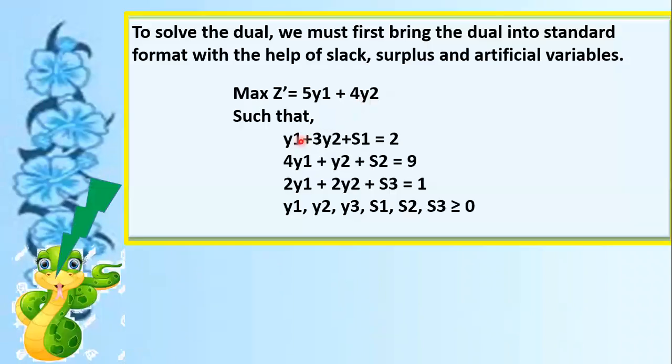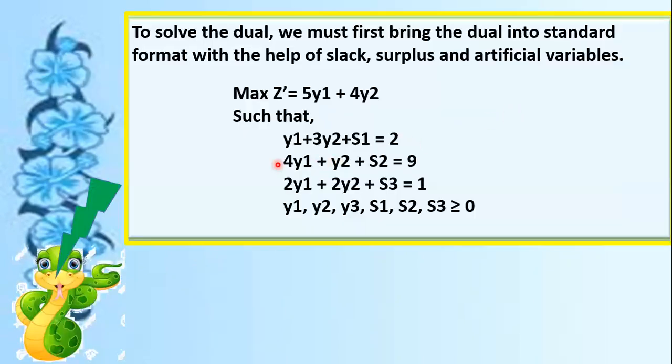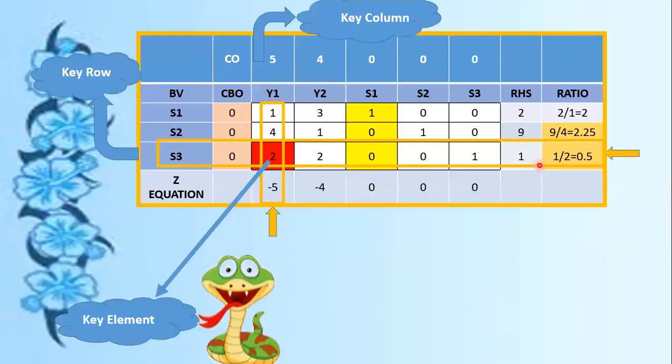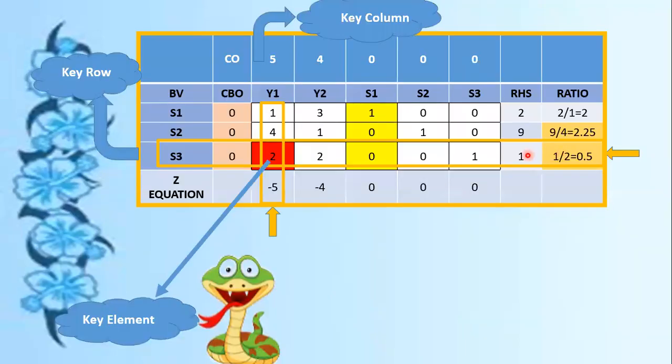You see the first equation. Coefficient of y1 is 1, y2 is 3, s1 is 1. There is no s2 and s3 term, so the coefficient will be 0 and the constant is equal to 2. So 1, 3, 1, 0, 0, 2. If you go through the second equation, it is 4, 1, 0, 1, 0, and the constant is equal to 9. See the third equation, coefficients are 2, 2, 0, 0, 1, and the constant is equal to 1.